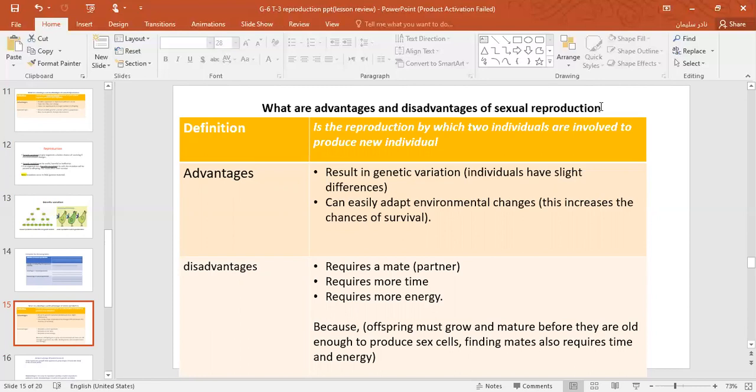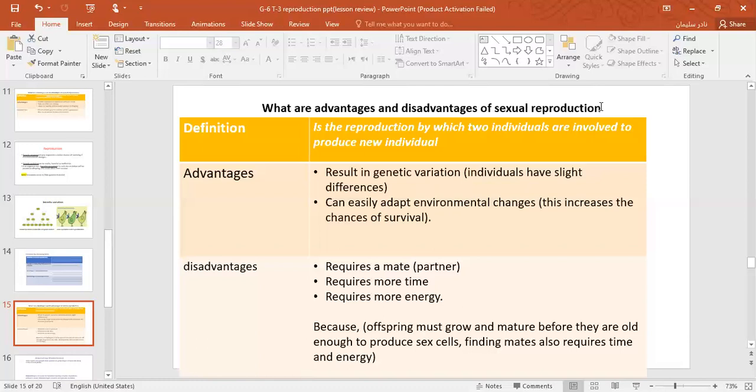For example, in humans, brothers and sisters are not genetically identical. We have variation, we have different characteristics. So this genetic variation is not as in asexual reproduction. Here we have genetic variation, different characteristics between the organisms of the same parents.